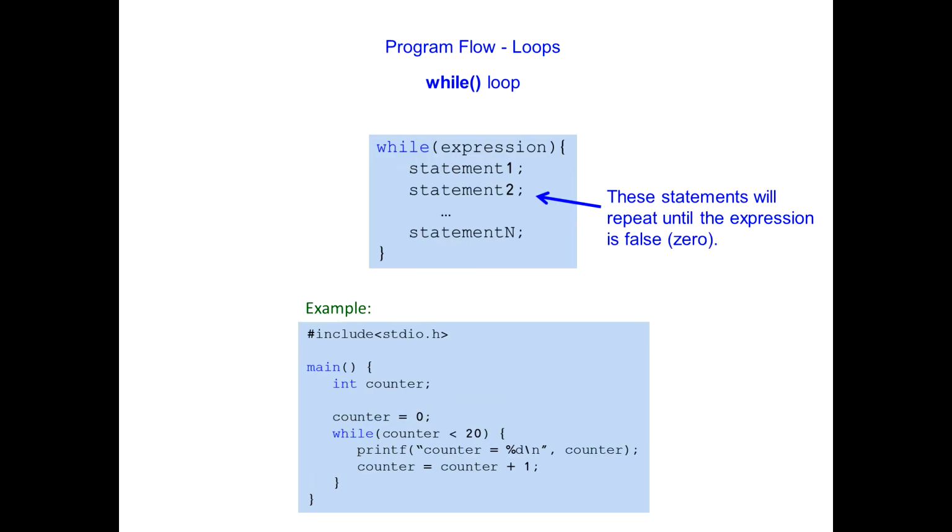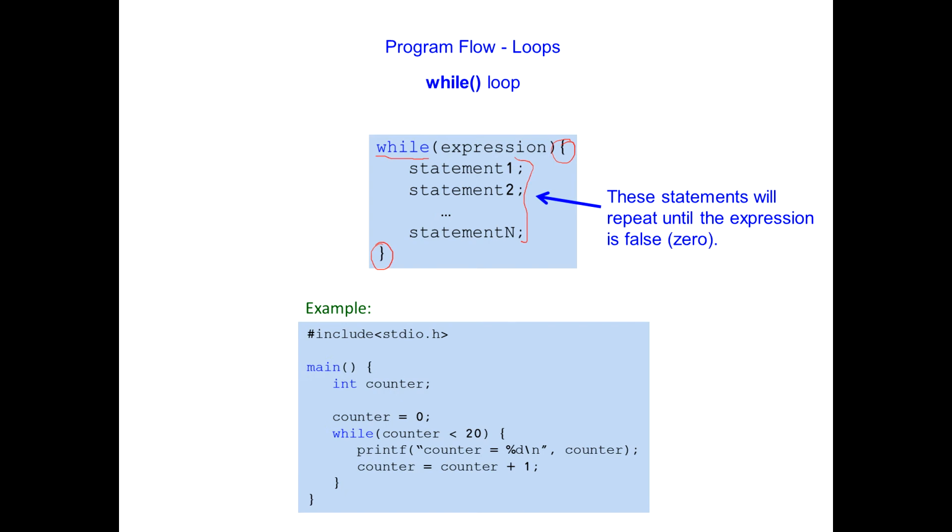Other things that we can use to control how statements are run. Here we have what is known as a while loop. So we have the keyword while. Again, we have an expression that is going to be evaluated and determine whether that's true or false. In a while loop, everything between the opening and closing braces here will run until the expression becomes false, and then it will stop.